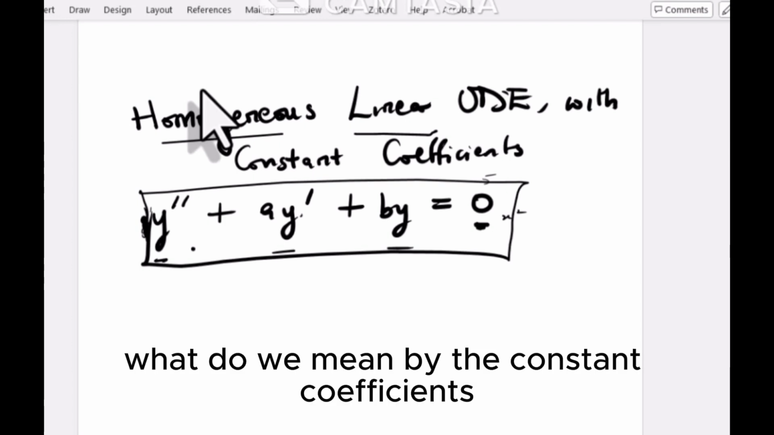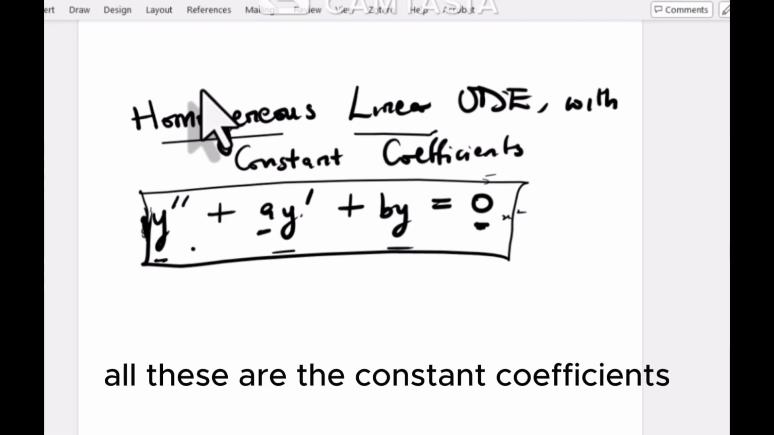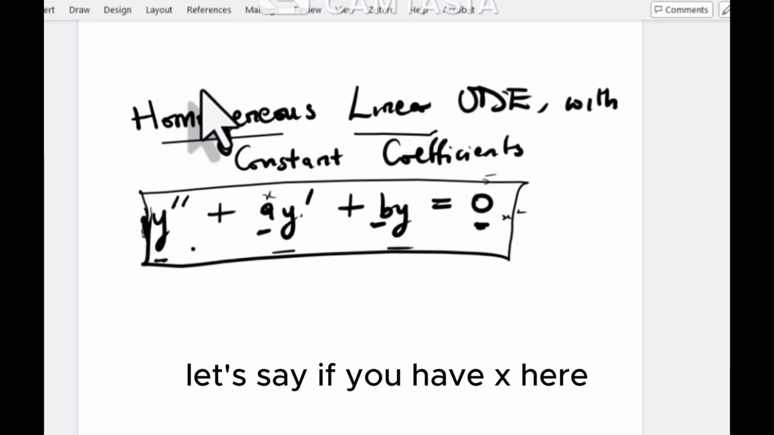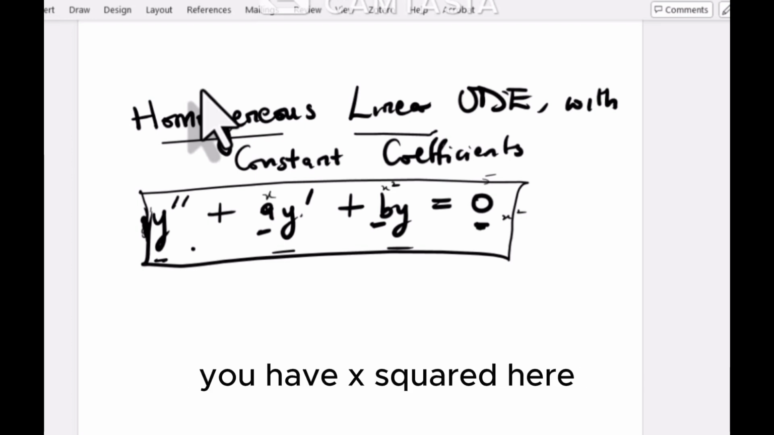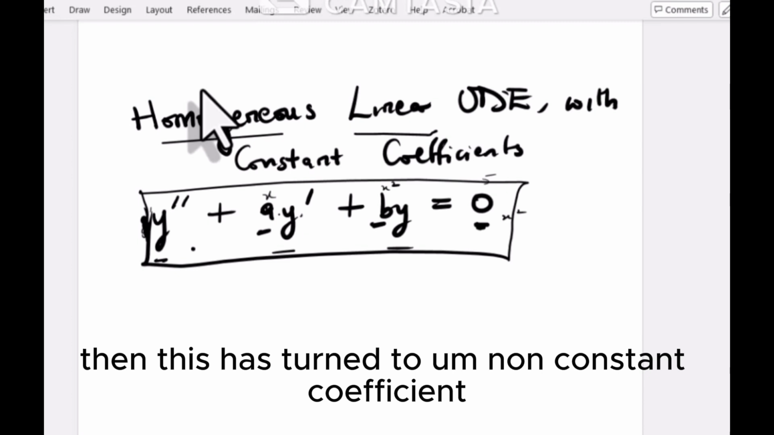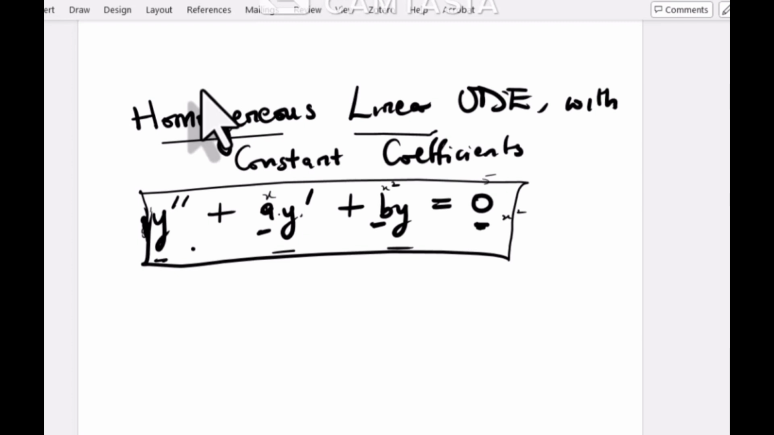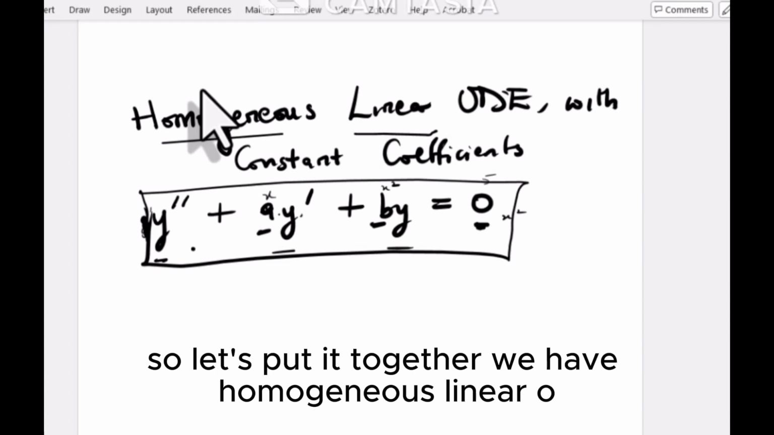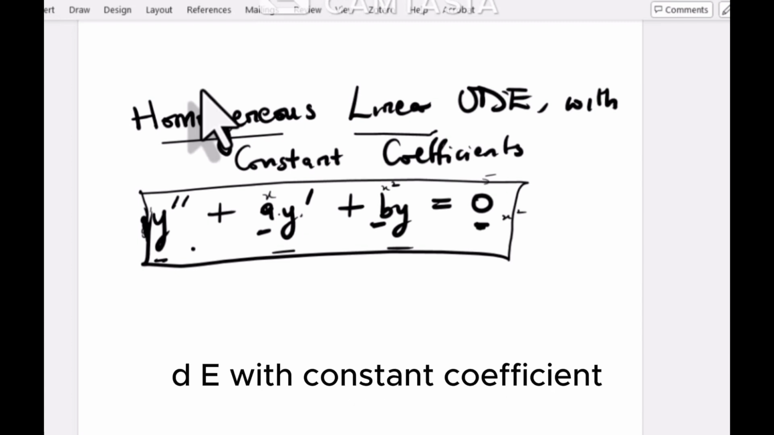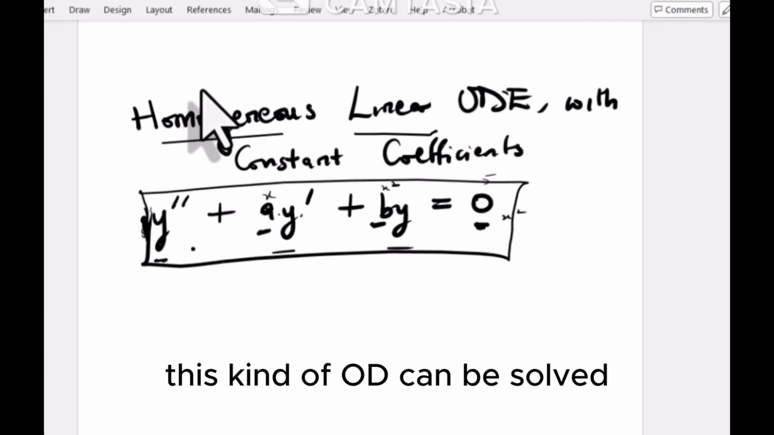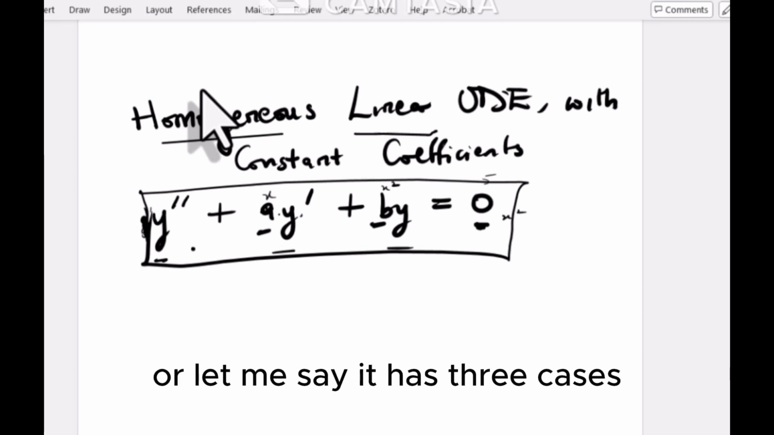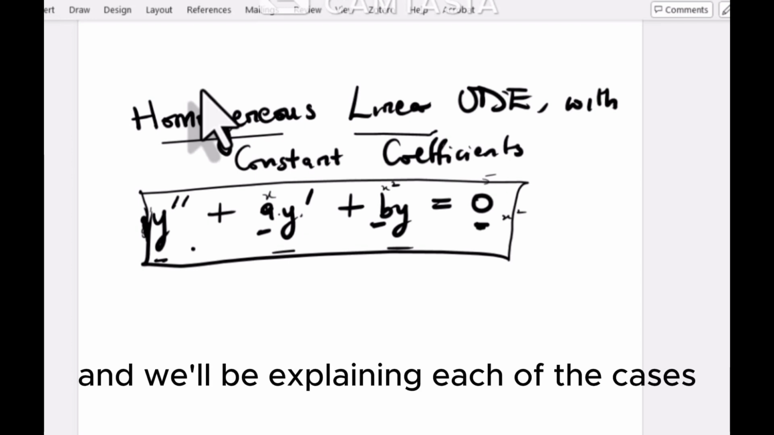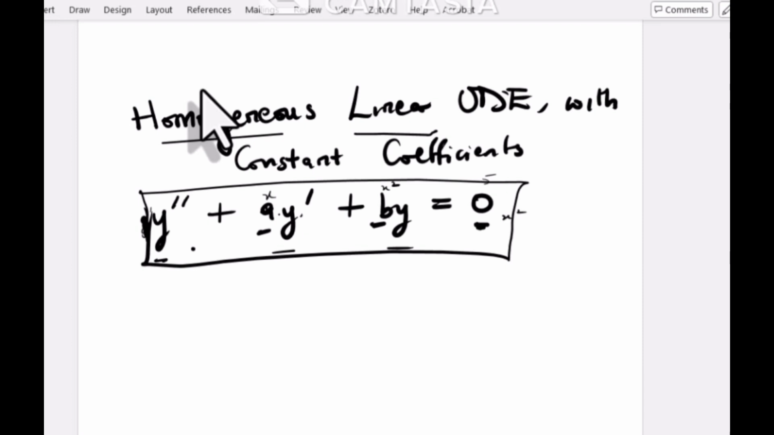And also, what do we mean by constant coefficients? All these are the constant coefficients. They are constants. They are not x. If you have x here, or x squared here, then this has turned to non-constant coefficients. So let's put it together: we have a homogeneous linear ODE with constant coefficients. This kind of ODE has three cases, and we'll be explaining each of the cases one after the other.